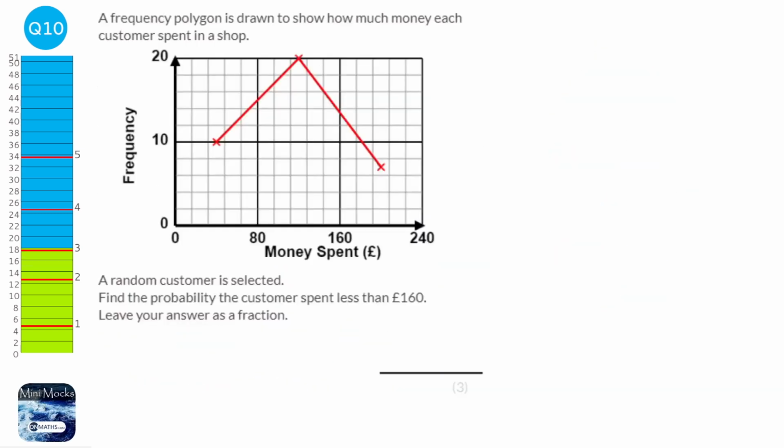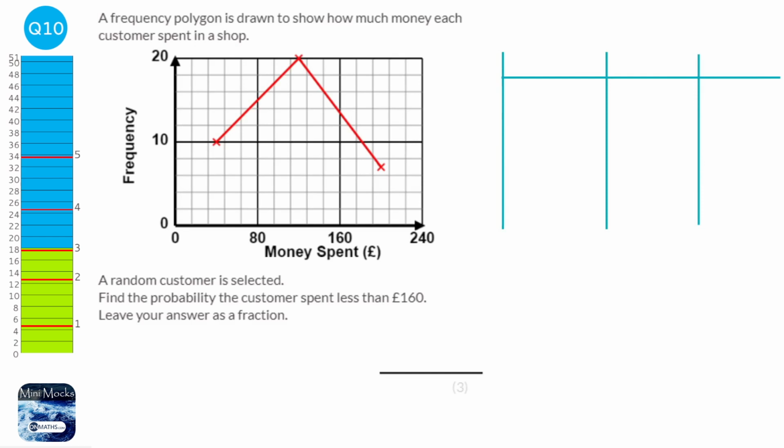So for this frequency polygon, what we've got to do is work backwards to work out what the table was that created it. So we're going to just draw a starting of a table. And we're going to have our midpoint first, then our money spent intervals, and then our frequency.